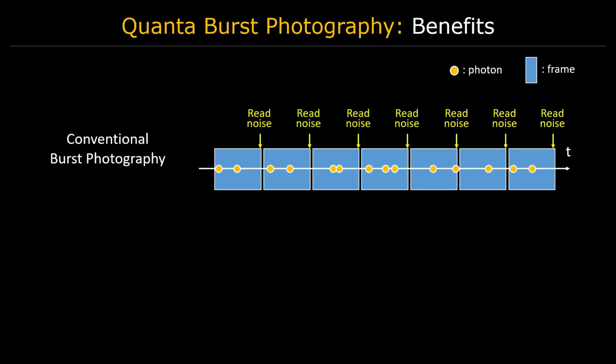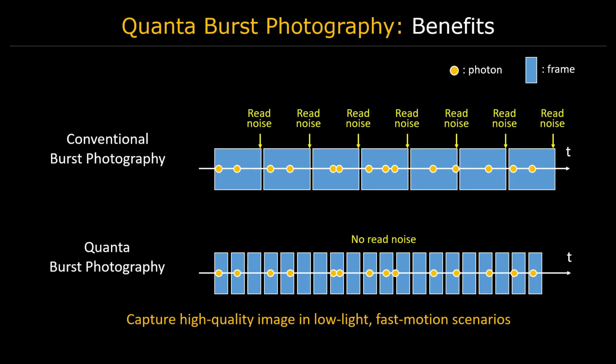Conventional burst photography methods face a trade-off between blur and noise, since there is a fixed amount of read noise for each frame. Although increasing the number of frames reduces motion blur, it introduces more noise. In contrast, single-photon cameras do not convert incident photons into analog current and do not require an ADC, thus avoiding read noise. As a result, they can capture a large number of single-photon frames to create high-quality images with higher signal-to-noise ratio, even in low-light, fast-motion scenarios.